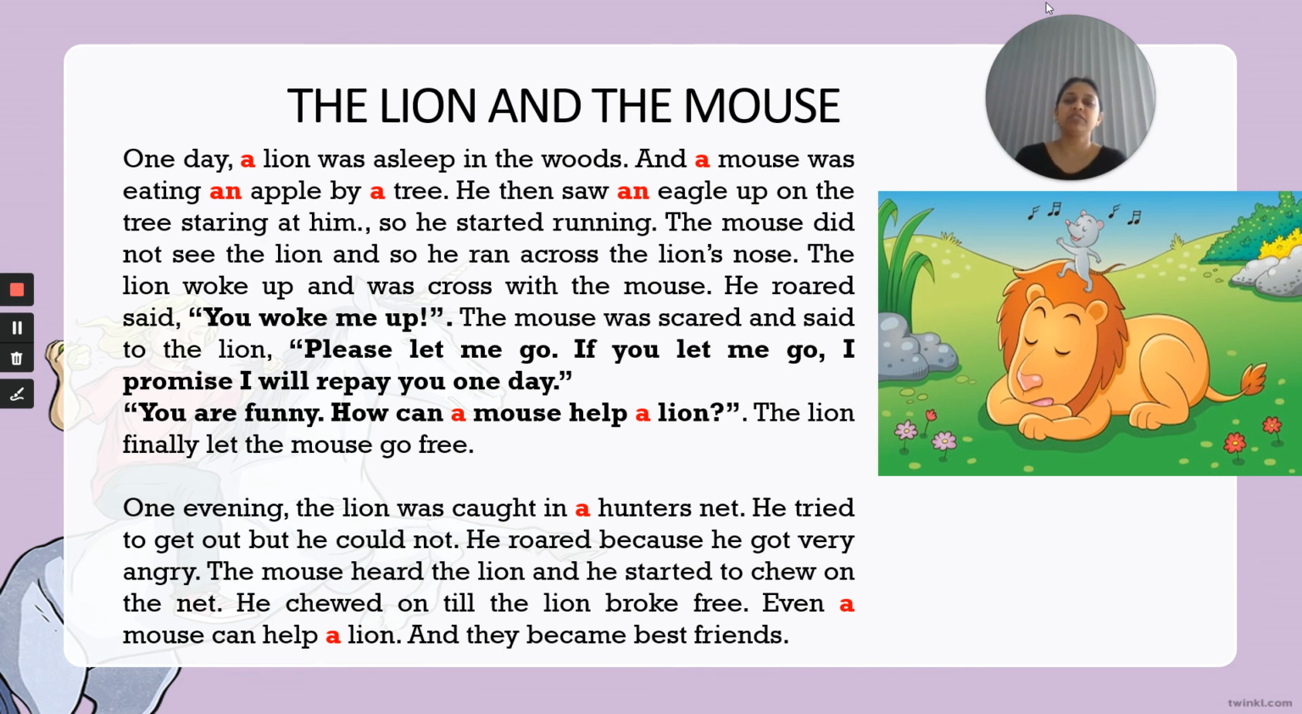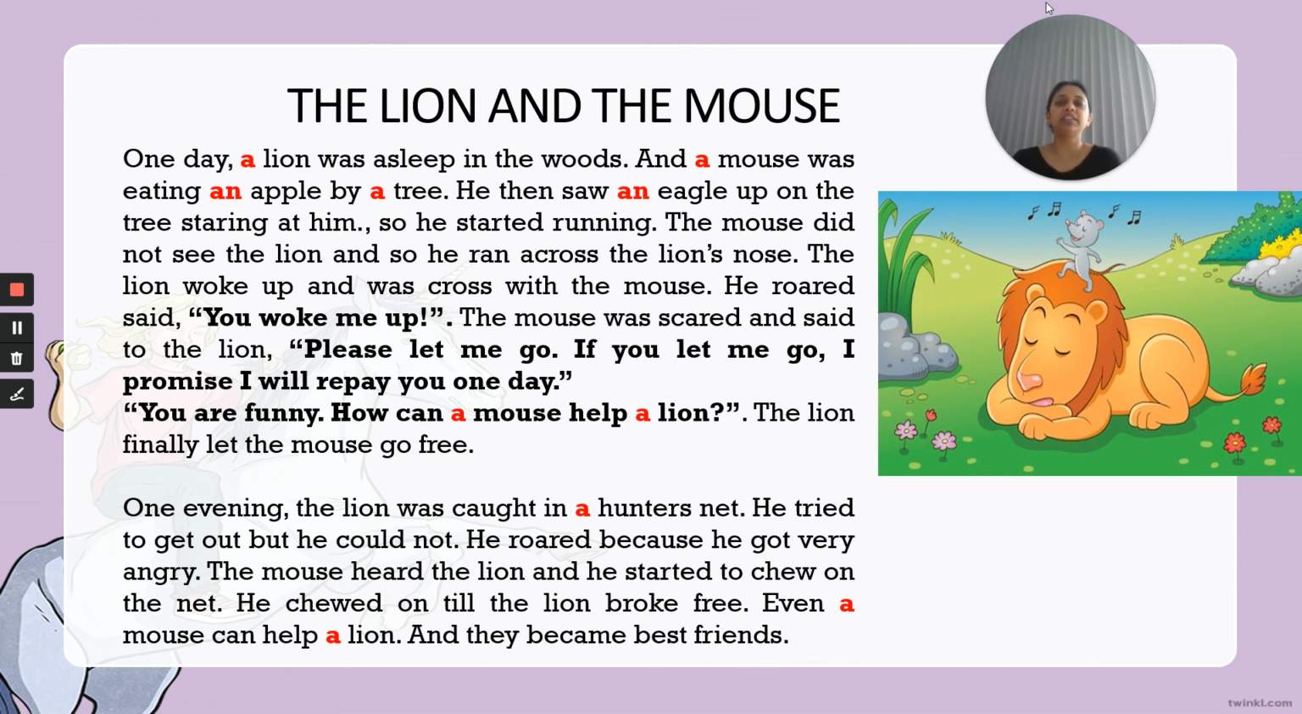One evening the lion was caught in a hunter's net. He tried to get out, but he could not. He roared because he was very angry. The mouse heard the lion and started to chew on the net really quickly. He chewed on till the lion broke free. You see, even a mouse can help a lion. And they became best of friends.